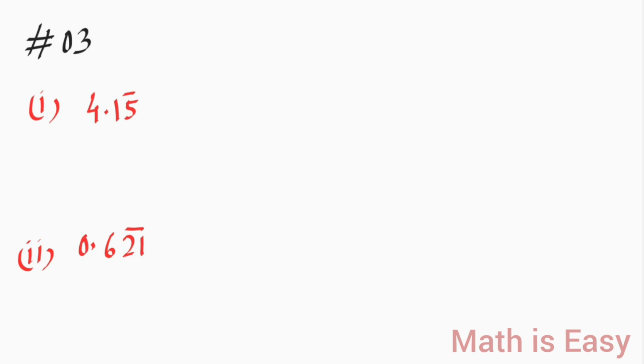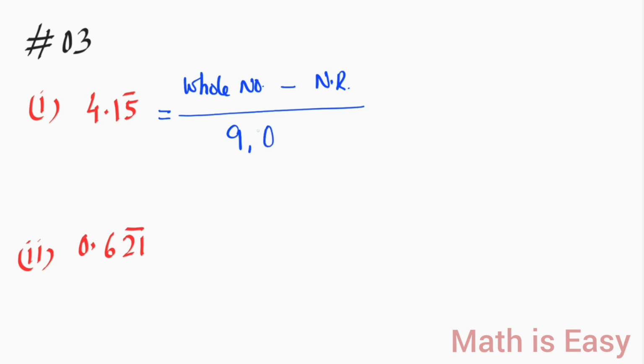Okay, now we have type 3, and these are mixed recurring decimals, meaning some digits are not repeating and some digits are repeating. So how to convert this? What we do is first write the whole number minus the non-repeating digits. You have to subtract the non-repeating part, and in the denominator you have to follow the same rule of nines and zeros as we did in the previous two parts.